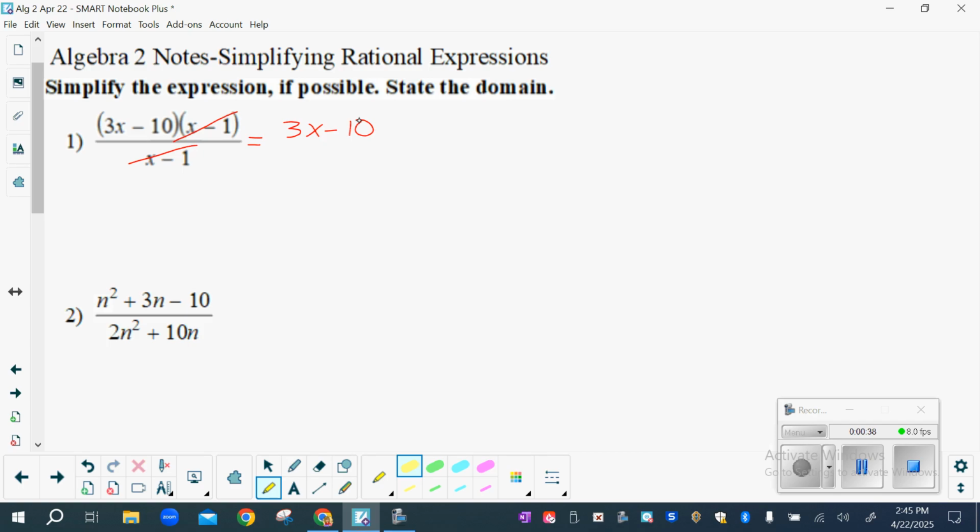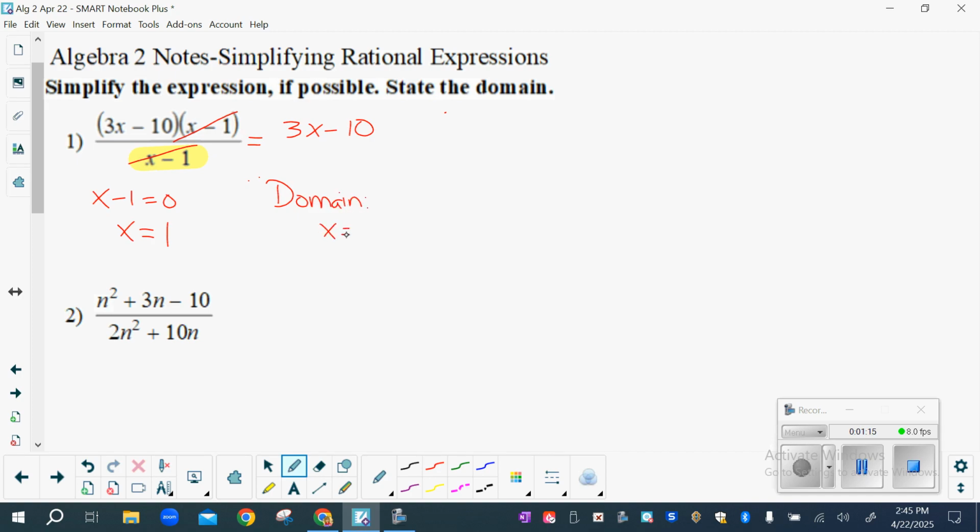So now the domain part. What I'm going to look at is what doesn't work. Can my denominator be 0? No, never. So I'm going to take my original denominator, which was x minus 1, before I canceled, and I'm going to set that equal to 0. If I set x minus 1 equal to 0, what is x equal to? 1.